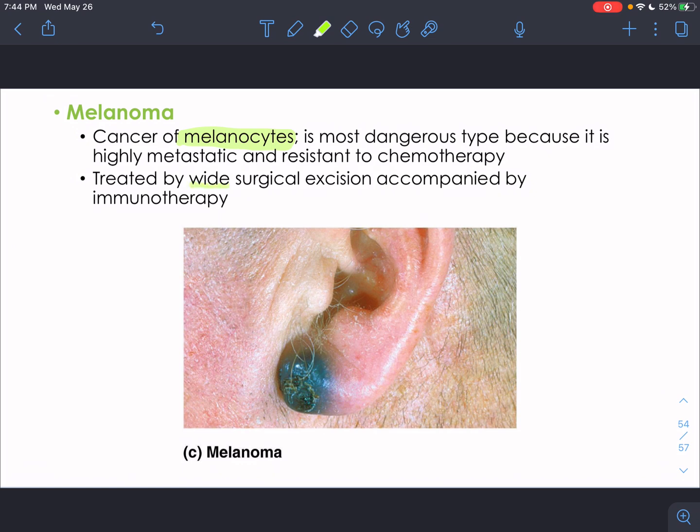Typically, if they're treating it, there'd be a wide surgical excision. So they would cut off a large area of skin to make sure they got all of the cancerous tissue, as well as immunotherapy.